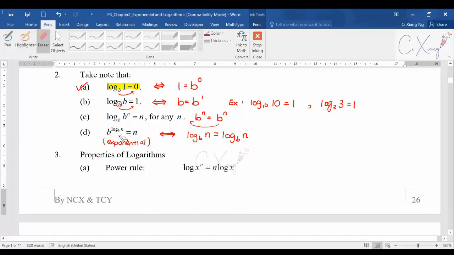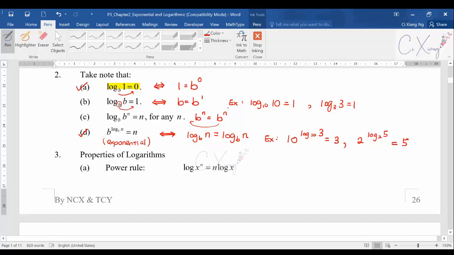And this result is quite useful. You might need it later, maybe in chapter 5, integration and so on. So these are the important rules you need to know. Maybe I give you another example for part D. Let's say I have 10 power log base 10 of 3. Then you'll get the answer equal to 3. Or maybe you have 2 power log base 2 of 5. So the answer that you get should be 5.